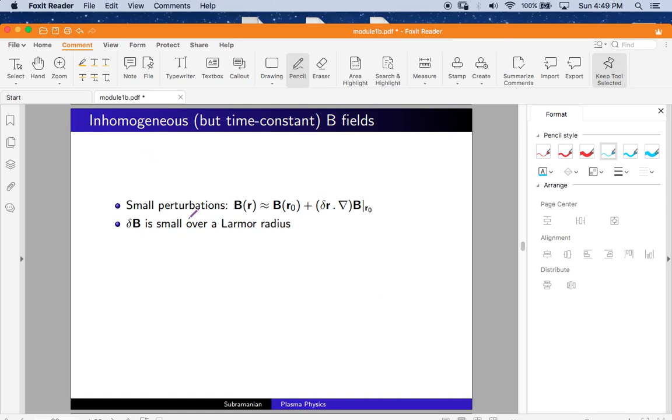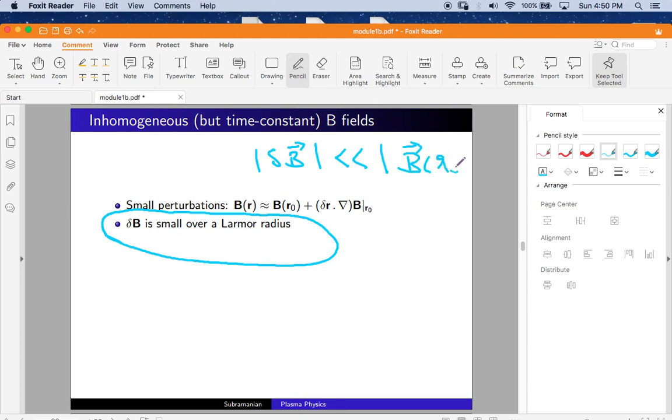They are, and very importantly, small over what kind of length scale? Very, very important. Small, of course, first of all, in physics, always small in comparison with what? Well, delta B is small in comparison to, say, this kind of thing, right? Would be small in comparison with. Okay, so this is one thing. But since we're talking about inhomogeneous fields, small over what kind of length scale? Small over 1 Larmor radius.